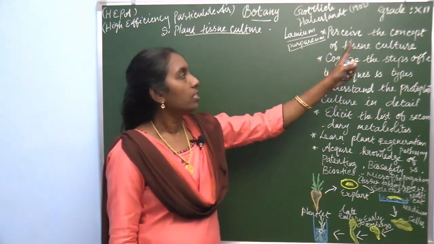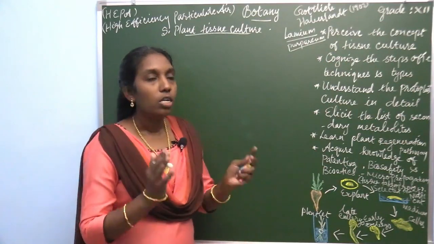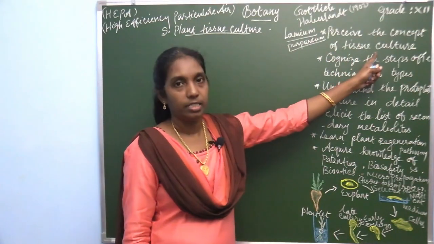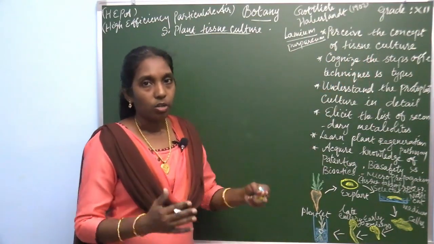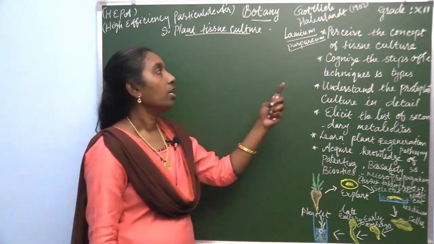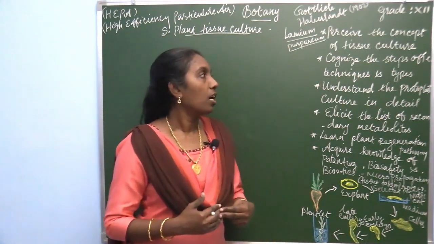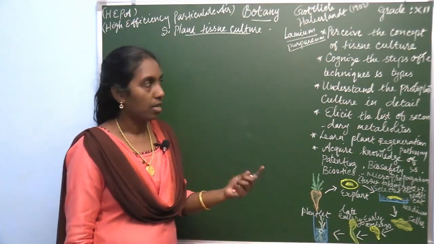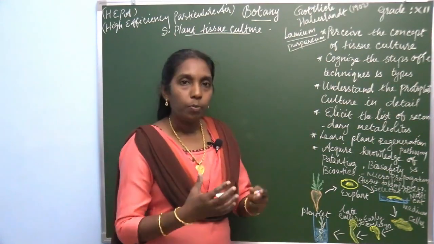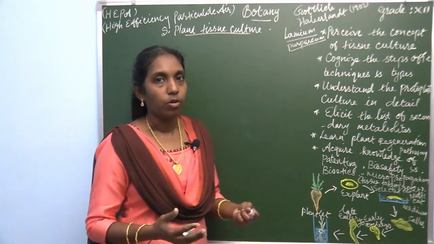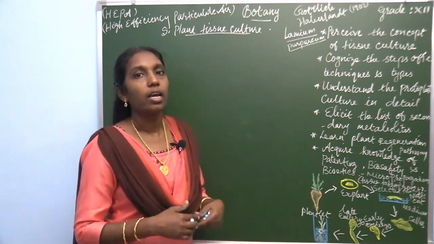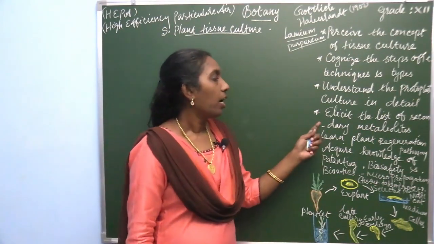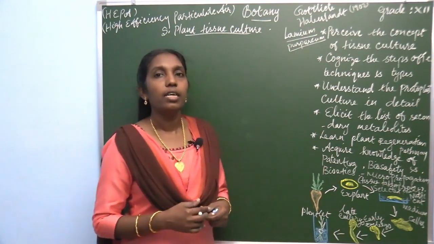So, at first, the concept of tissue culture. There are different concepts, one by one we are going to learn. Then steps in plant tissue culture, techniques and types. Protoplast culture. What is protoplast? How is it isolated and how is it cultured? And the list of secondary metabolites.